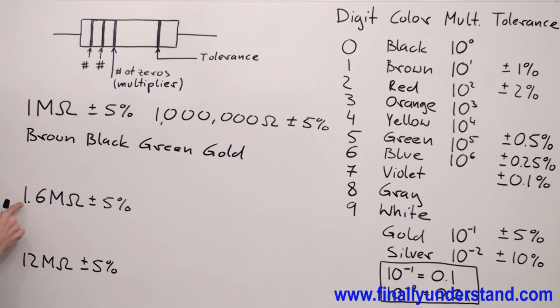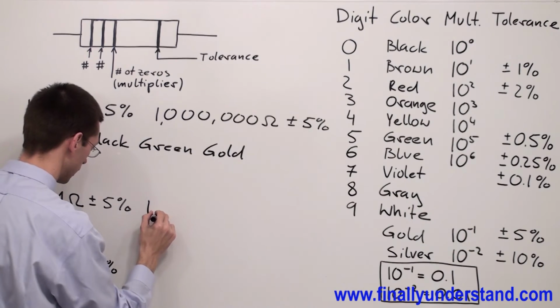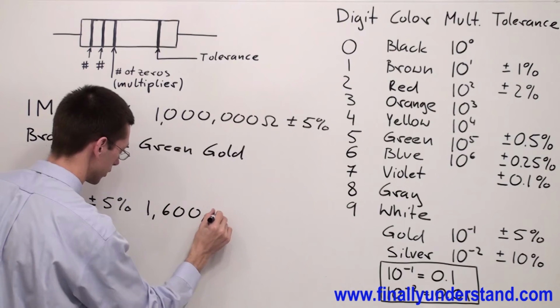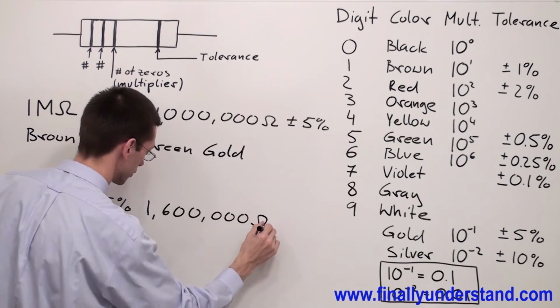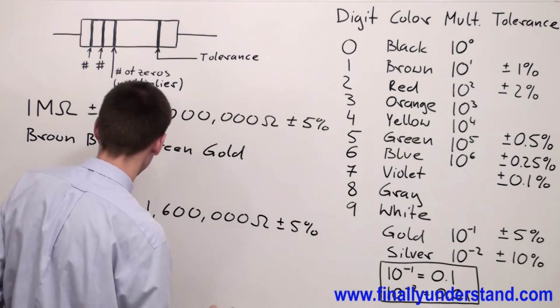Second one, I have 1.6 mega ohms. I can rewrite this as 1,600,000 ohms plus minus 5%.